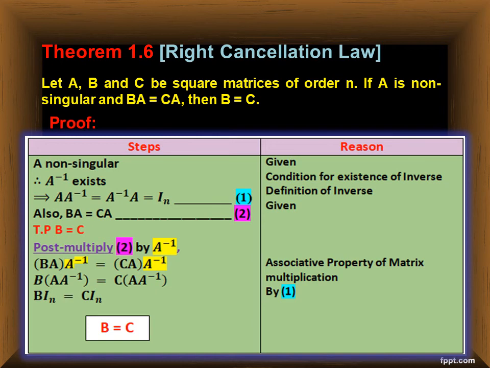So, BA into A inverse equals CA into A inverse. That is, matrix multiplication is associative. So, use the property B into A into A inverse equals C into A inverse. Now, again B into In equals C into In will give you B equals C.